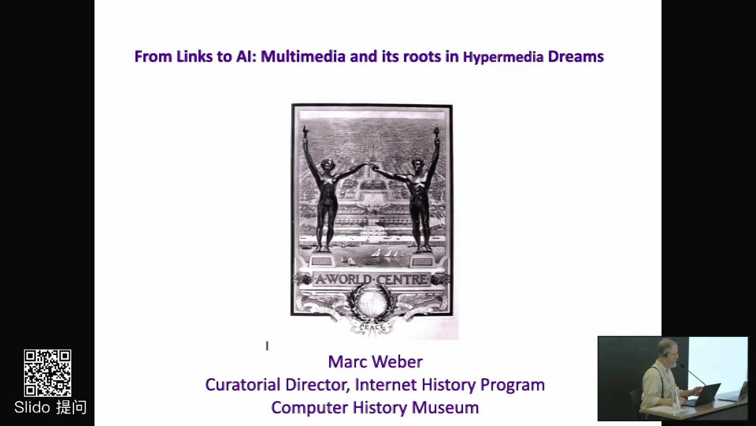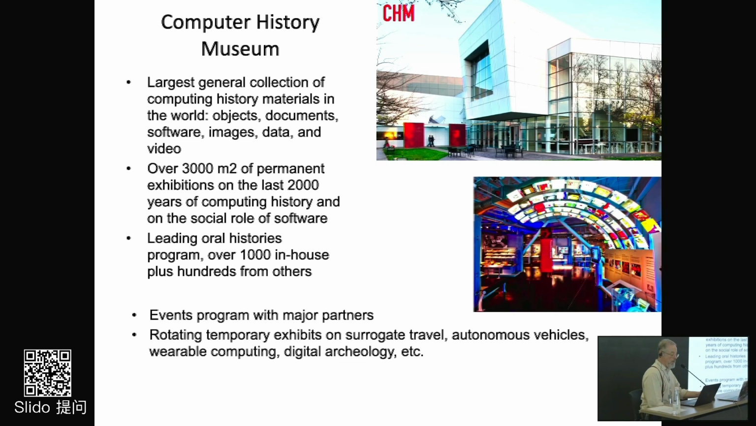But first, a little bit about the Computer History Museum. We have the largest general collection of computing materials in the world, including a media archive open to researchers. About 40% of our collection is physical objects. The rest is papers, video, images, software, and data. We've conducted over 1,200 video oral histories. Our permanent exhibition, Revolution: The First 2,000 Years of Computing, was the first to cover the evolution of the online world in depth. Our software exhibition explores the social role of software as it gets connected and goes online. I was proud to put one of the Community Memory terminals, which Lee Felsenstein worked on, in Revolution.